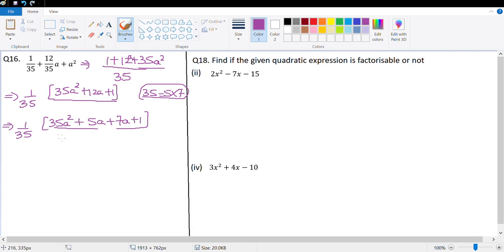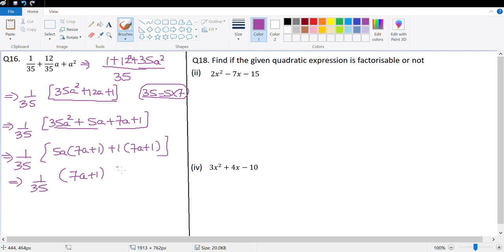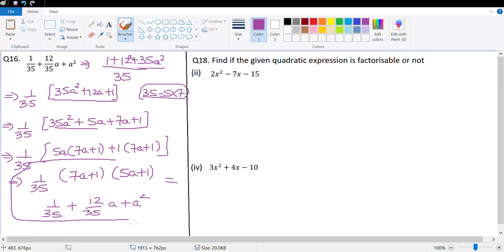Grouping it the way I've underlined, what we have is 1 upon 35. What's common between these two is 5a. So this is 7a plus 1 plus 1 times 7a plus 1. What we get is 1 upon 35 multiplied with 7a plus 1 multiplied with 5a plus 1. And this is equal to 1 upon 35 plus 12 upon 35a plus a square. So this is the factorized form of the given expression.